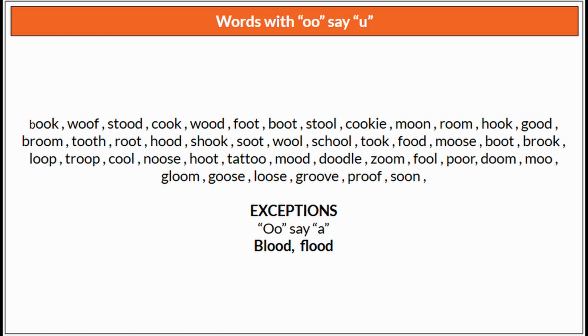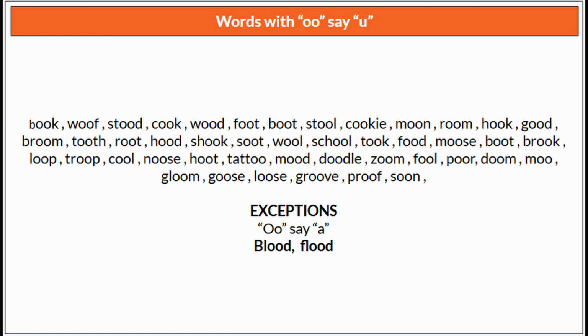All right, we have the exceptions. Here you say uh. For example, when you talk about blood, you don't say my blood brother with the double O sound. Also flood. There are two exceptions that I know, that we cannot read with the U sound: blood and flood.